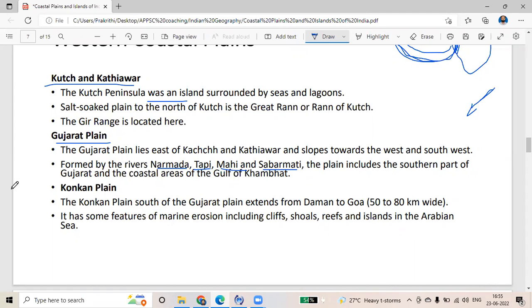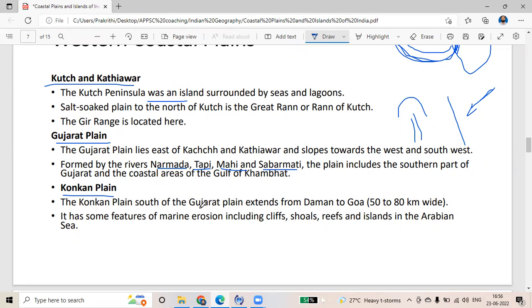After this Gujarat plain, we have the Konkan plain. If you have heard of railways, you may have heard of the Konkan Railway, which has been built with multiple caves. This railway line crosses multiple caves as the Konkan Railway goes through. So in this area, on the western side, we have the Konkan plain.